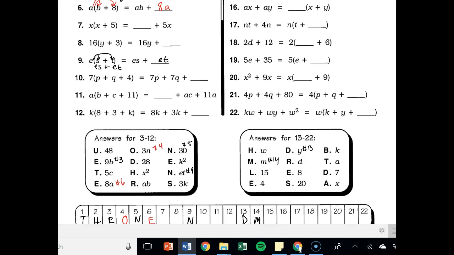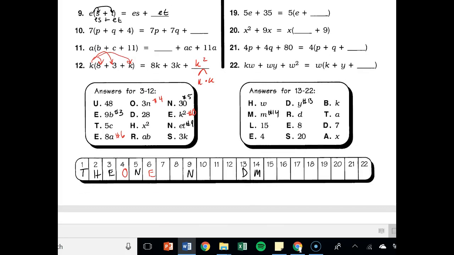Let's skip down to a problem like k. So you can distribute to not only 2 terms, but sometimes 3 terms. So k times 8 is 8k, k times 3 is 3k, and k times k would be what's called k squared. So not 2k, but k times itself, right? Remember, this is just going to be k times k, right? K squared. So if you go down and you find k squared, that's number 13, and on 13 you will put, sorry, that's number 12, my fault. That's number 12. On 12 you will put E. So E goes right there.